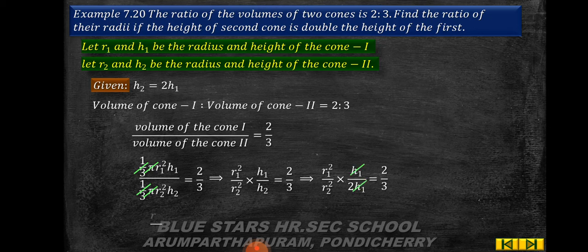h1 gets cancelled. You get r1 square by r2 square into 1/2 is equal to 2/3, which implies r1 square by r2 square is equal to 2/3 into 2. It gives r1 square by r2 square is equal to 4/3.